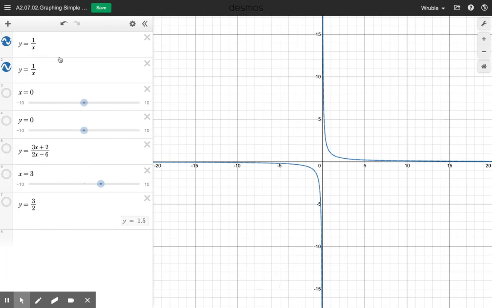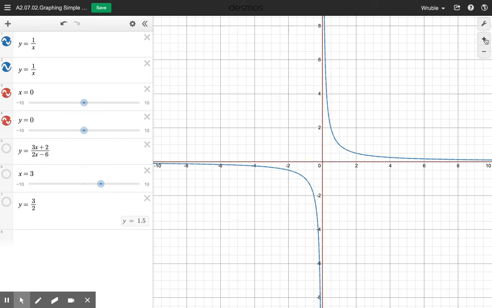So we have the parent function graphed here, y equals 1 over x, and that's the blue function that's graphed here. You can see that there are 2 spaces where there aren't any points. There's the point x equals 0, and then there's the point y equals 0. Maybe we can see those a little bit better.